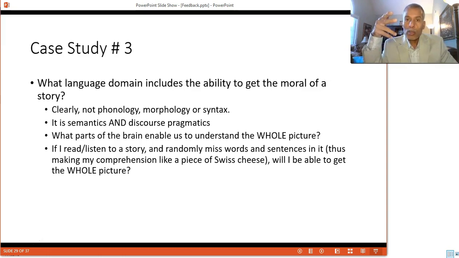When you produce, this is what you do. And when you comprehend, if you don't have adequate organization and coherence, you are not going to be able to follow the sequence and to integrate information in a discourse, so you can get out of that a moral or a general theme. Also you ask, if I read or listen to a story and randomly miss words and sentences, will I be able to get the whole picture?